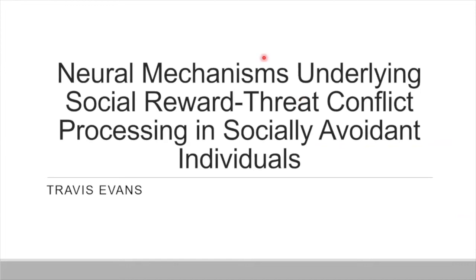So today I'll be talking about some of the neural mechanisms underlying social reward threat conflict processing in socially avoidant individuals, which is kind of a mouthful, but I'll go through each part individually.